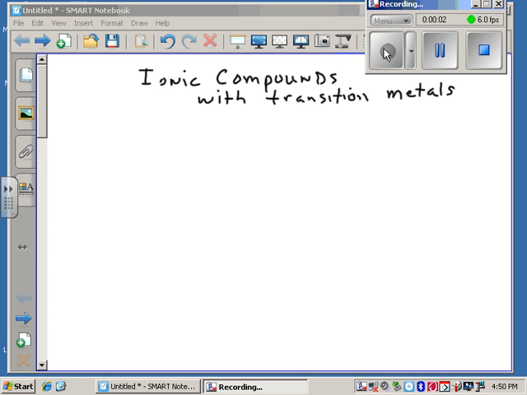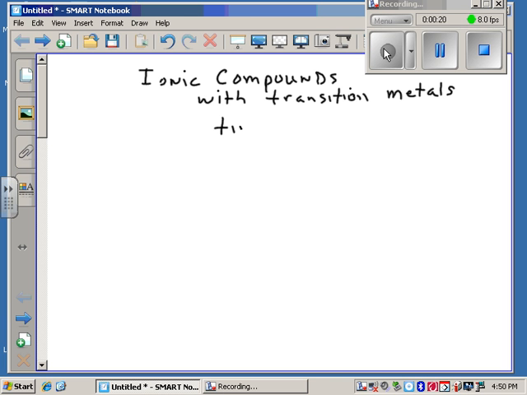Okay, well, we're getting pretty good with the naming and finding the formulas for ionic compounds. Let's do some now with a little bit of wrinkles to them. What happens if we were going to do ionic compounds that contain transition metals? So when we get ready, let's take for an example, say tin with oxygen.